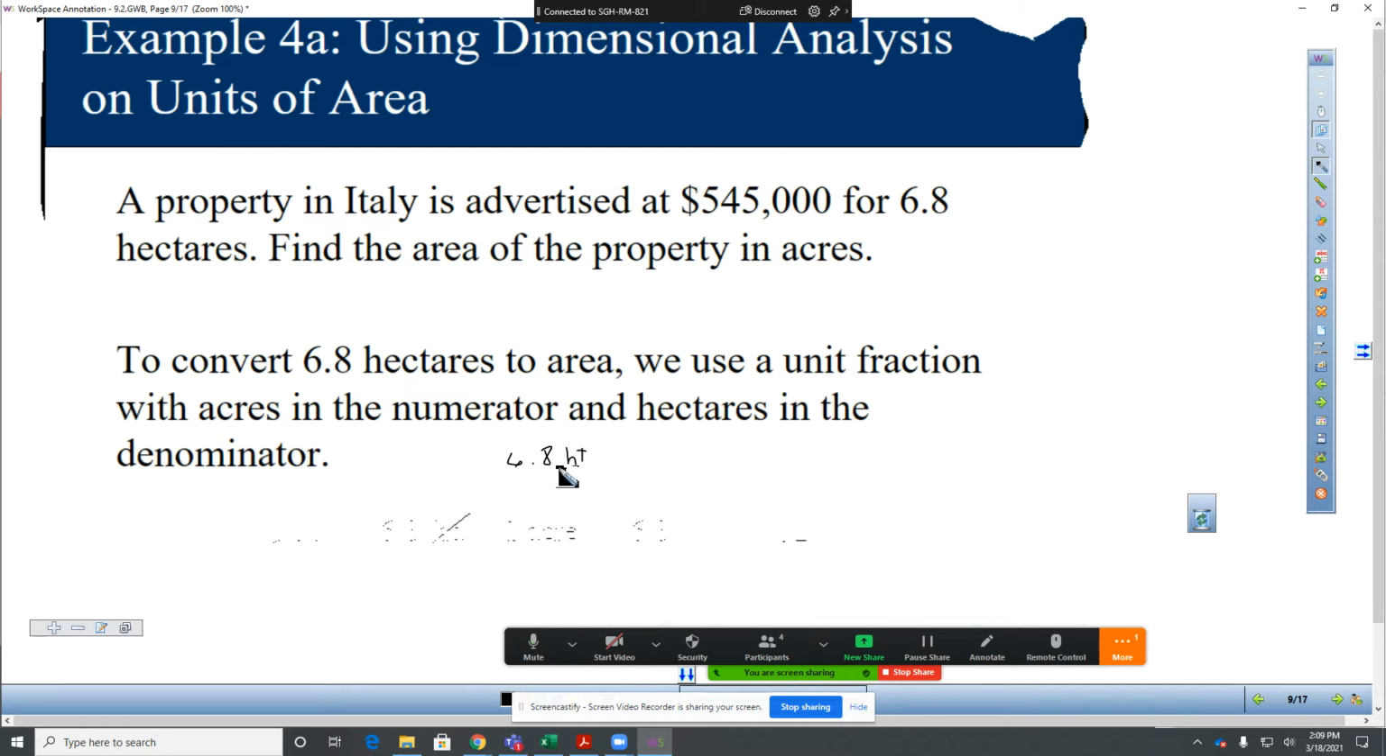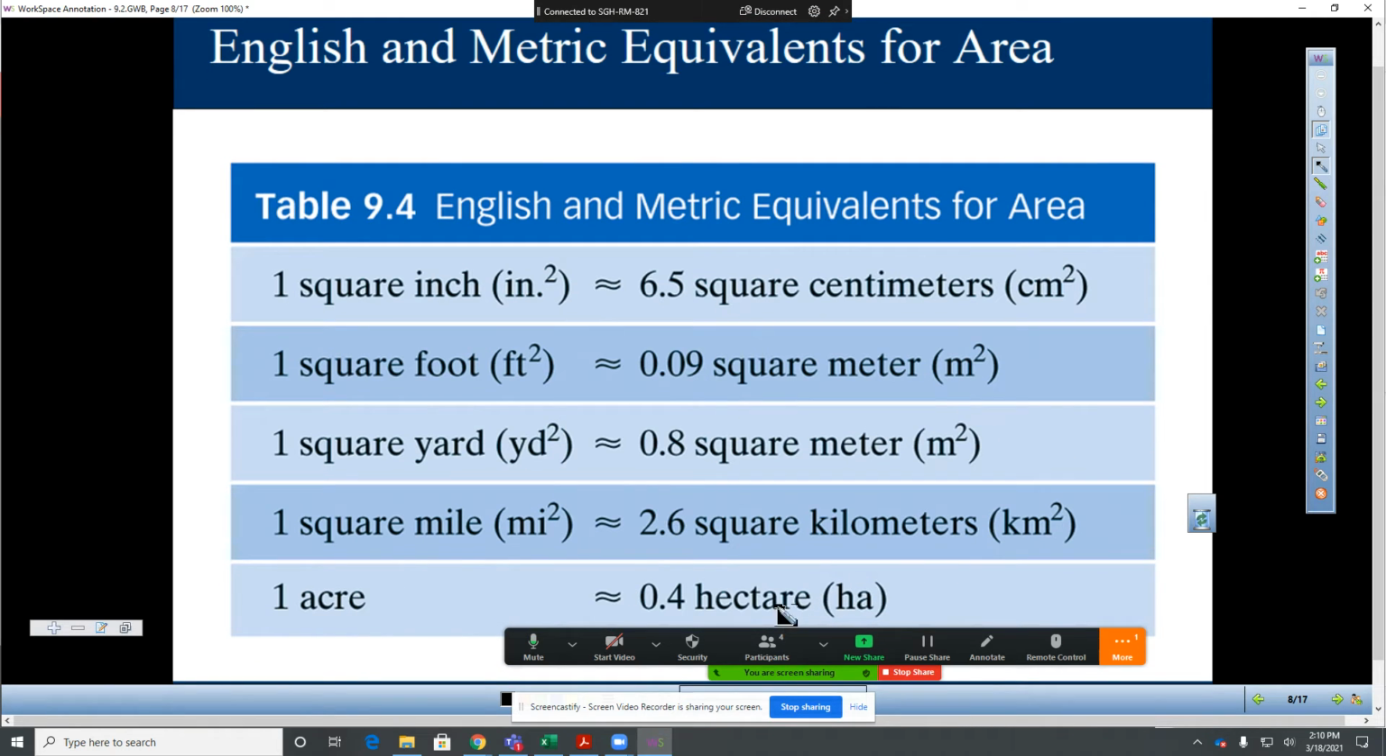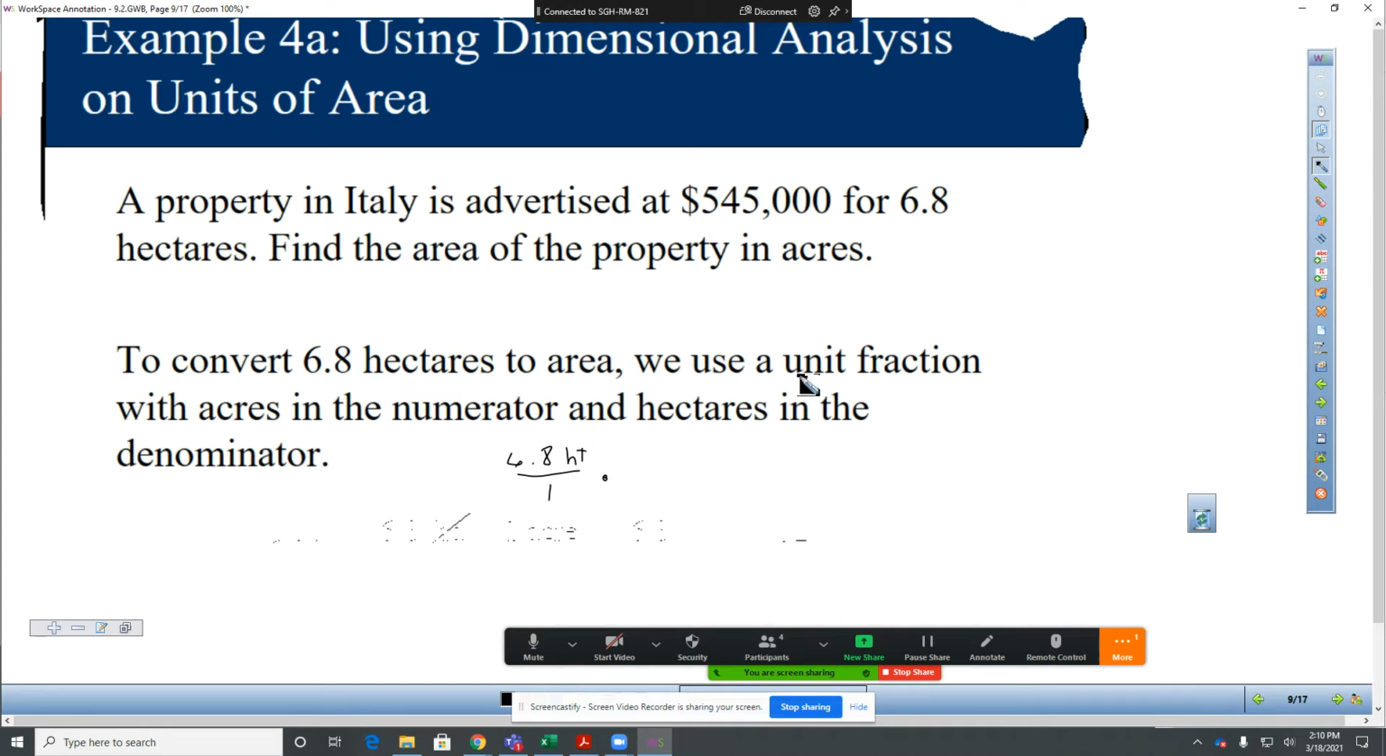And I'm just going to put HT over 1. All right. And then I've got to go to the conversion. I want to go from hectares to acres. So if I go back a page here, it is 1 acre is equal to 0.4 hectares, which is HA. So we need the hectares on bottom. So the 0.4 is going to go on bottom. Let me write that as HA. So 0.4 HA is 1 acre.